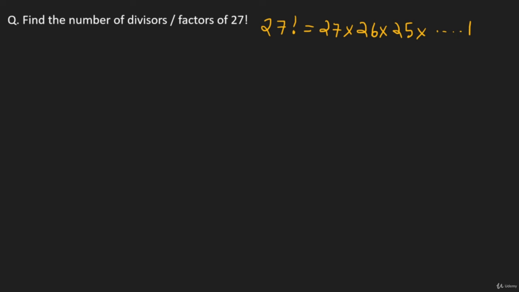Alright, we are back. I hope you have given it a try. Let's do it together. To solve this question, first we need to find all the prime numbers that are less than 27. Now basically we need to prime factorize 27 factorial.